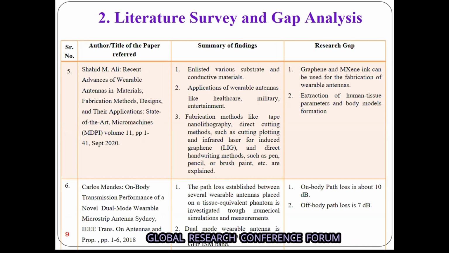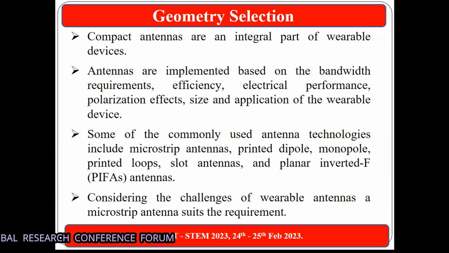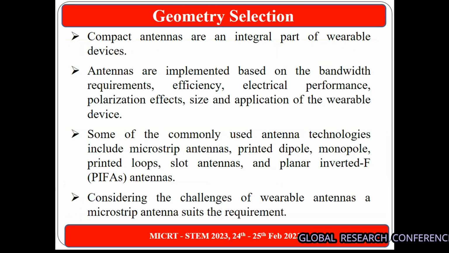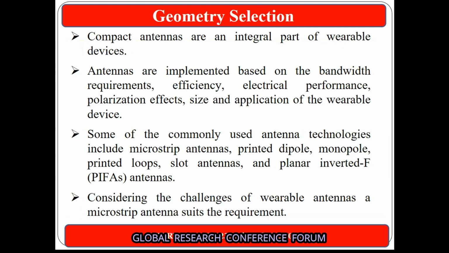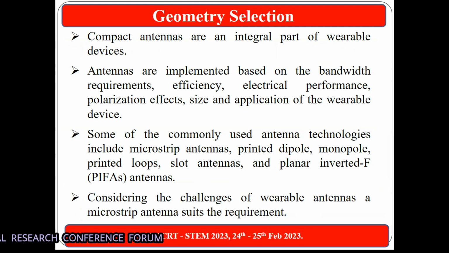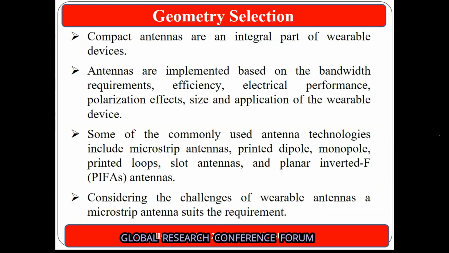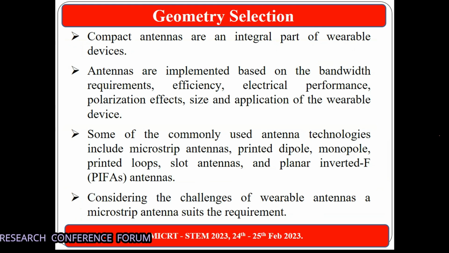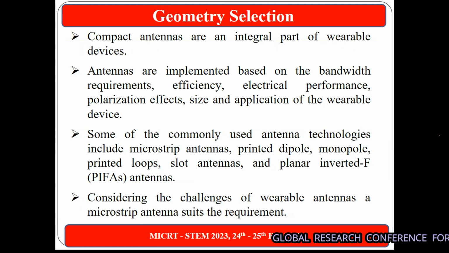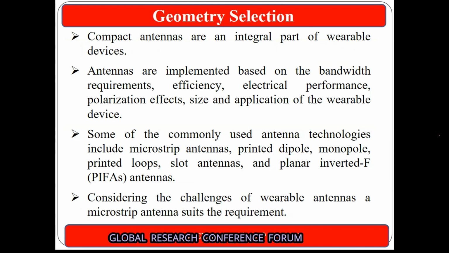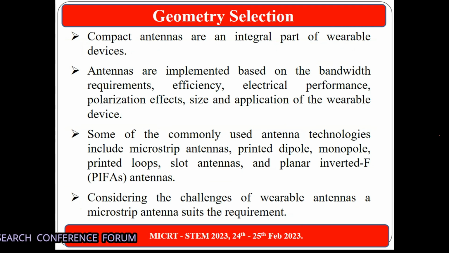So from this, I conclude that I require an antenna that will have a geometry like a microstrip antenna. So other than microstrip antennas, few more antennas that can be available are printed dipole, monopole printed loops, slot antennas, planar inverted F antennas. So considering all these challenges, basically large bandwidth, high efficiency, electrical performance, polarization, size, the best suitable one is microstrip antenna.